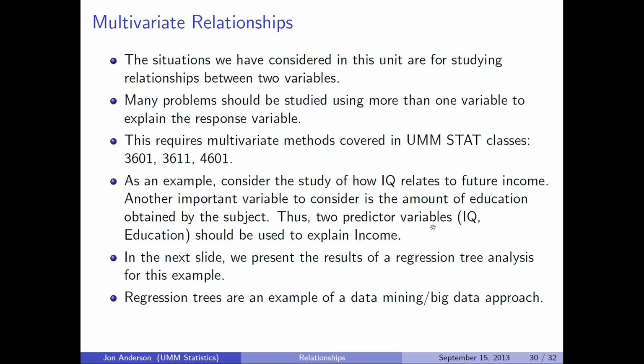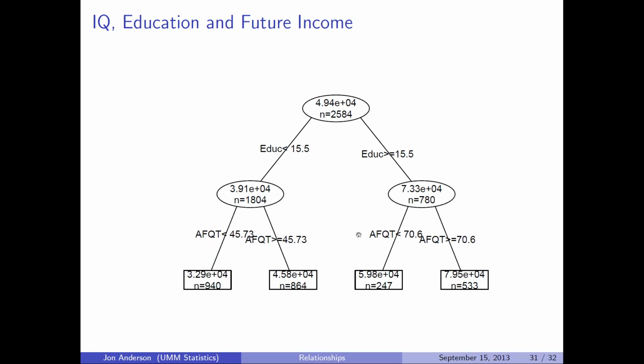Just to give you a flavor of how this might work, let's think about how the AFQT Armed Forces test relates to future income. You've seen an example of that before, but let's also add in another factor like the amount of education. So here we have two predictive factors, IQ and education, that are going to be used to try to discuss income. And one example approach is called a regression tree, and this is kind of a big data mining approach. And what it does is it shows you the factors that help distinguish between the income levels.